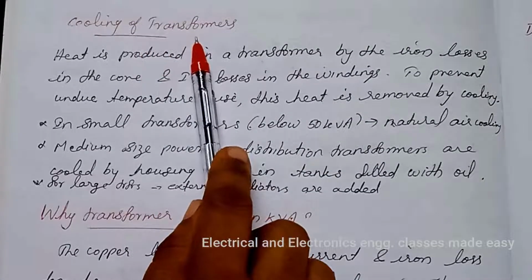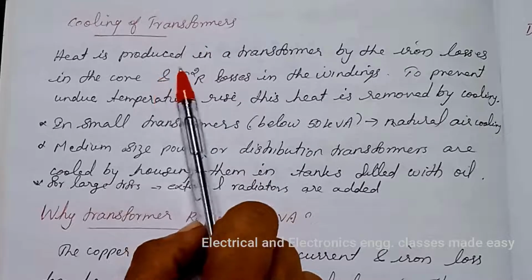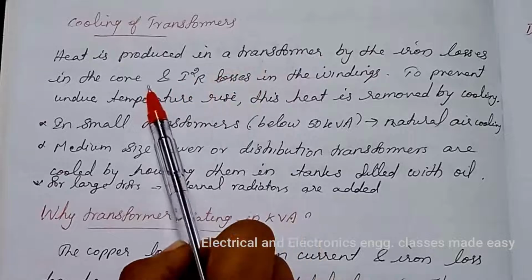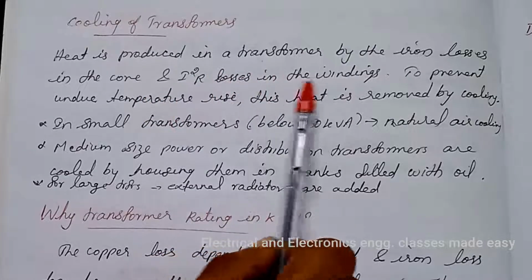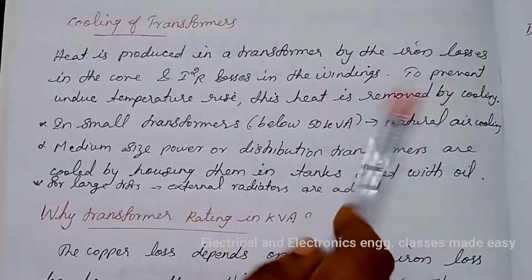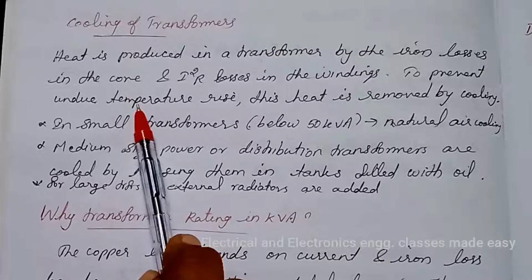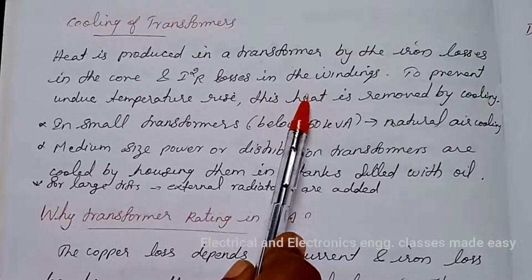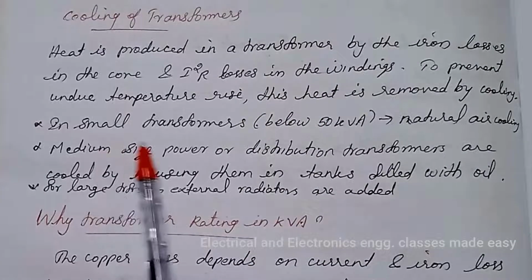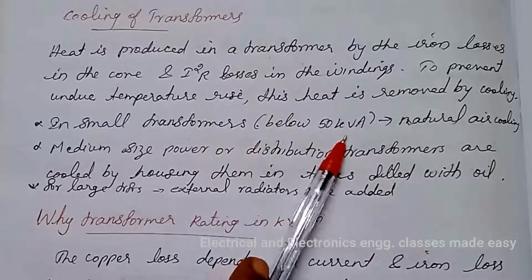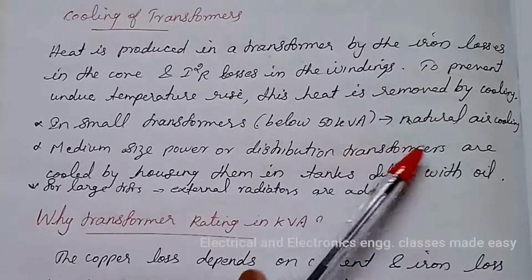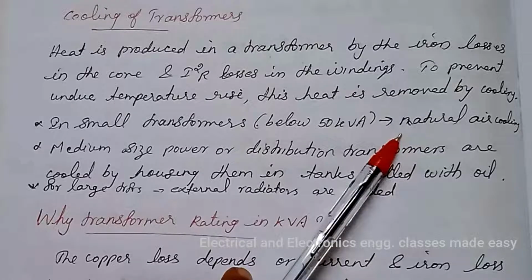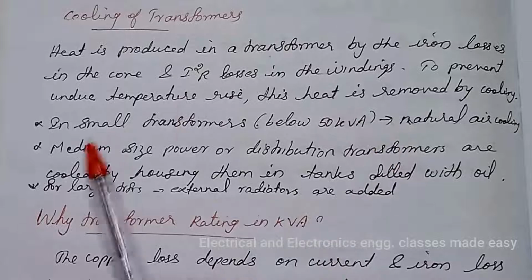Cooling of transformers. Heat is produced in a transformer by the iron losses in the core and I square R losses, that is copper losses in the windings. To prevent undue temperature rise, this heat is removed by cooling. In small transformers, that is below 50 kVA, natural air cooling is employed. That is, heat is produced and is carried away by the surrounding air.